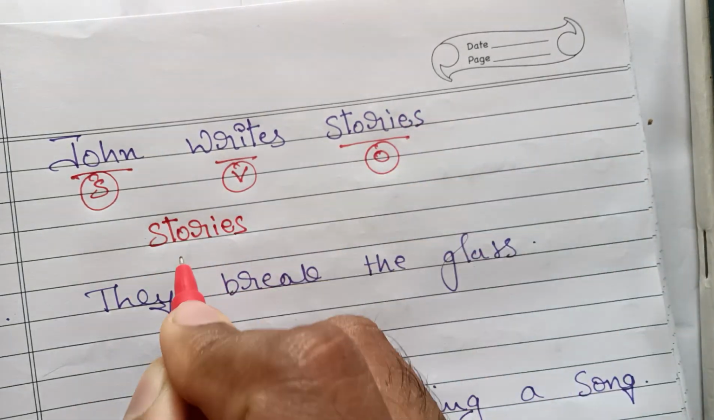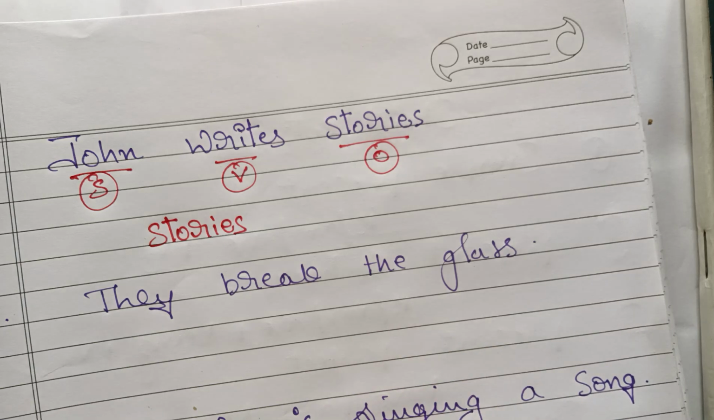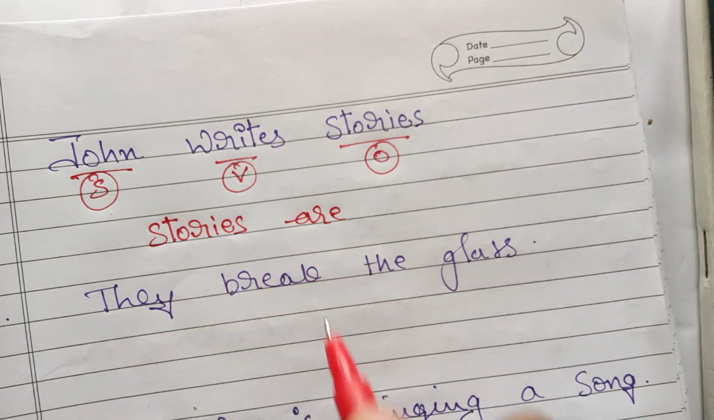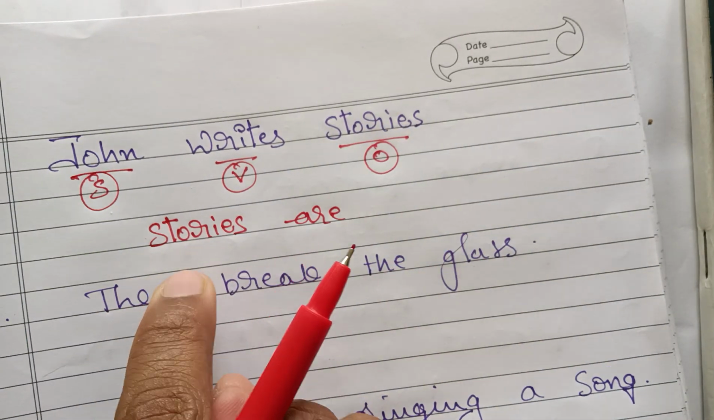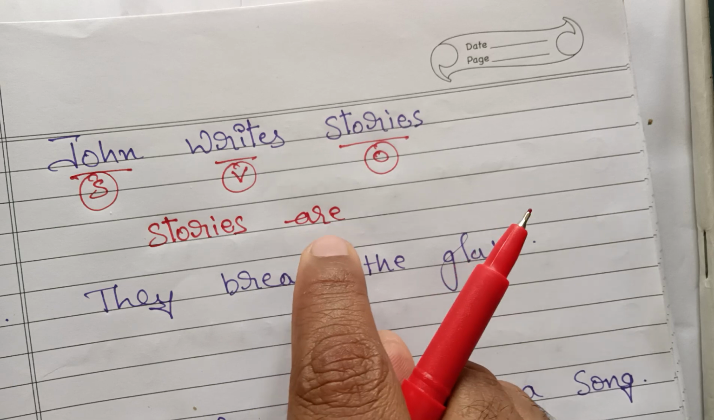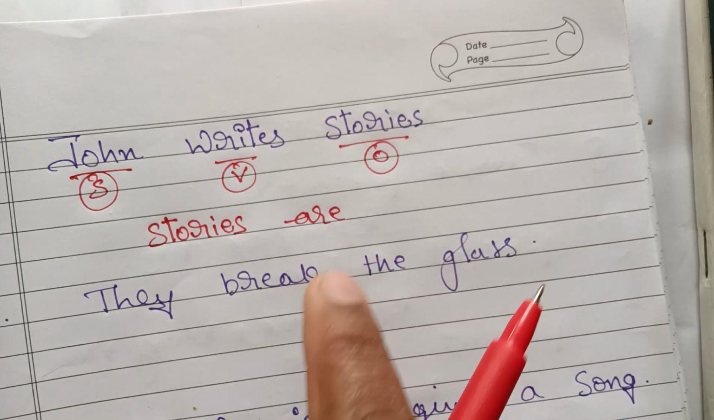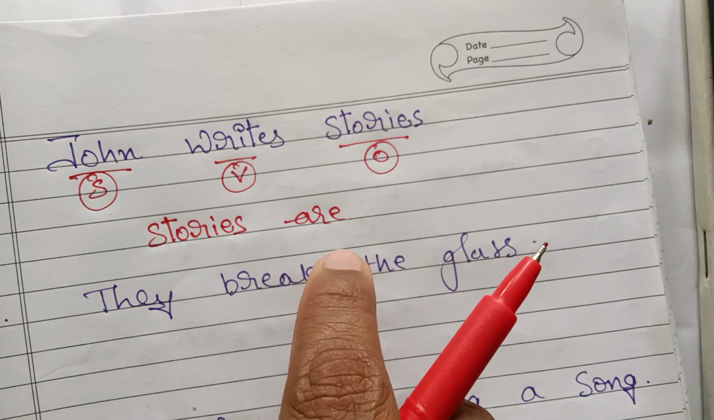Okay, this object becomes here subject. So, stories singular or plural? Yes, it is plural. So, use are. Stories are. Stories, the object, became here subject. Stories plural. Therefore, I use are. Now, you may ask me, why can't you use were? No, it is in the simple present tense. Therefore, we need to use are.